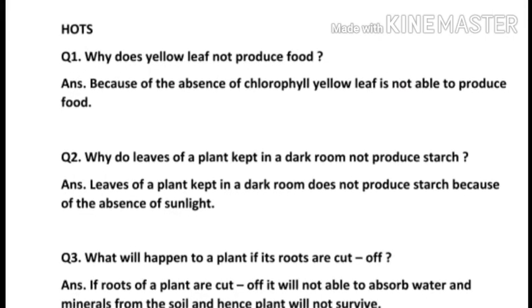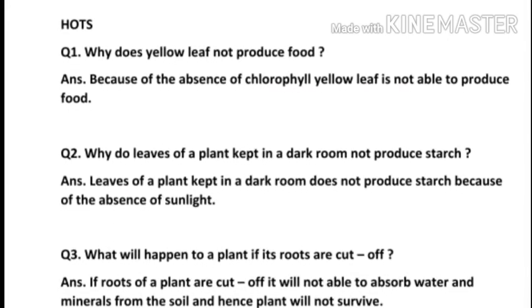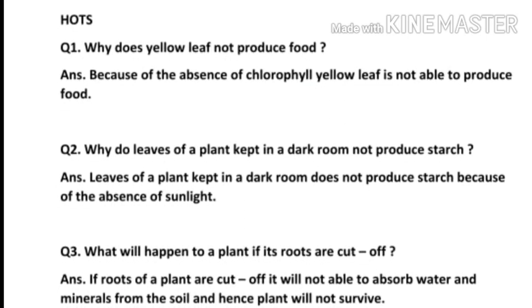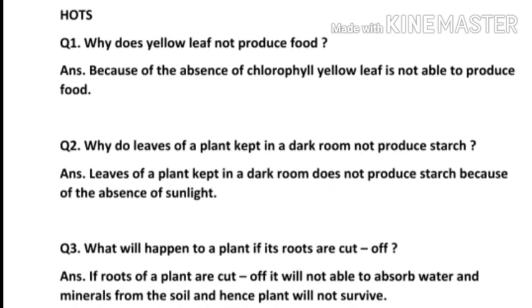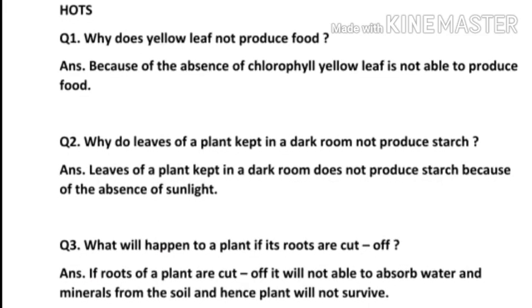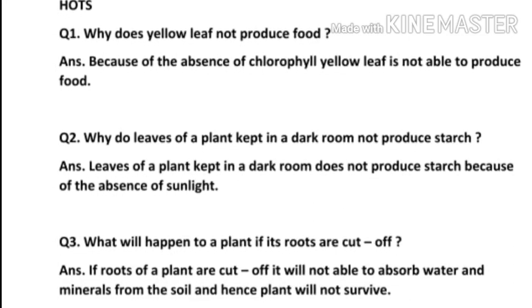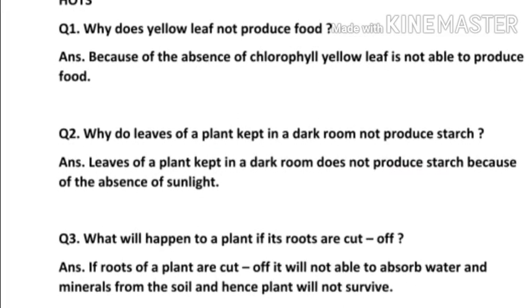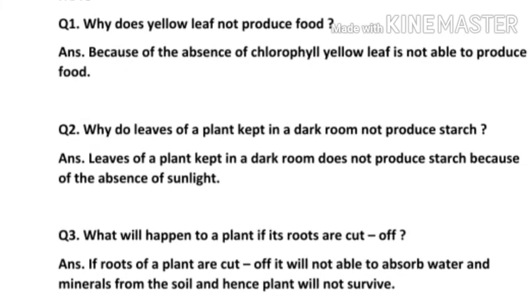Now see the question answers of HOTS. The first question is, why does a yellow leaf not produce food? Answer is, because of the absence of chlorophyll, a yellow leaf is not able to produce food. Second question is, why do leaves of a plant kept in a dark room not produce starch? Answer is, leaves of a plant kept in a dark room do not produce starch because of the absence of sunlight.